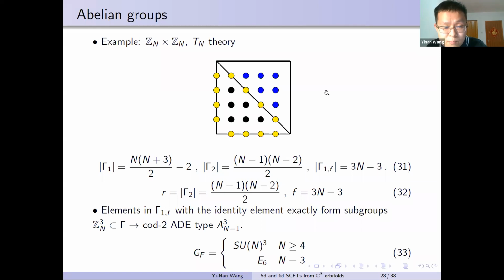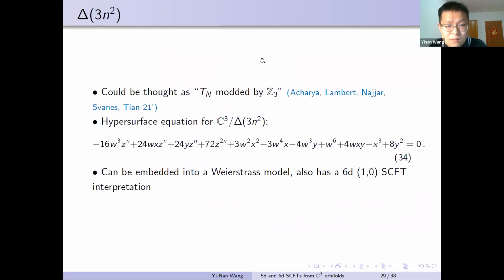So this was the abelian cases, which are pretty simple. So now let's consider the non-abelian cases, which are more interesting. And for the delta 3n squared, this can also be thought of as a Tn theory modded by Z3, or the discrete gauging of the Tn theory by Z3, following the terminology of the paper by Bobby Acharya and collaborators.